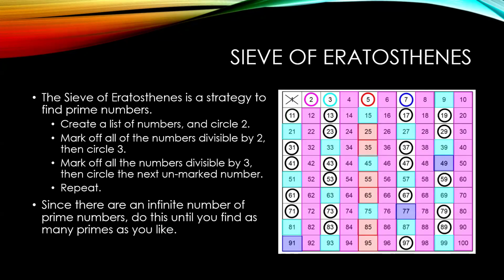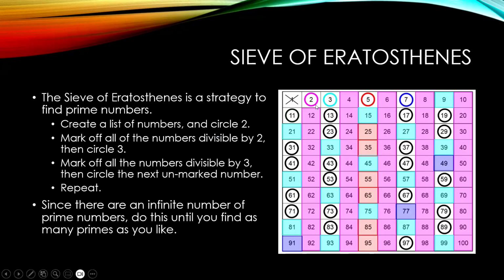The next one is the sieve of Eratosthenes. It is a strategy to find prime numbers. The idea with this sieve, which is kind of like an elementary program, is we circle a number starting with 2, and then we mark off all of the numbers which are divisible by 2. Then we move on to 3, and we mark off all of the numbers which are divisible by 3. And then we go on to the next prime number, which would be 5. So here's 5, and we mark off all of the numbers which are divisible by 5.